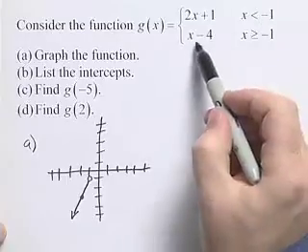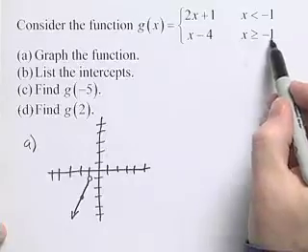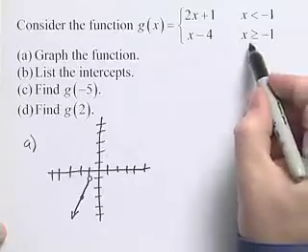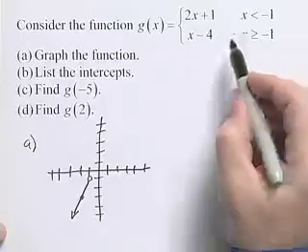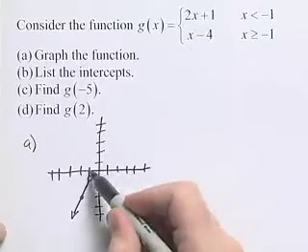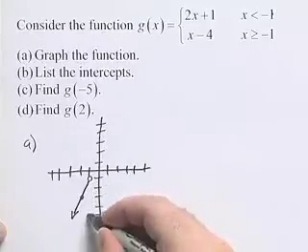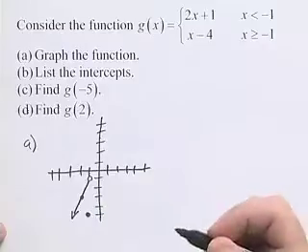We move on to the next piece, x minus 4. We're going to plot that for values of x that are greater than or equal to negative 1. Since we can use negative 1 here, we'll include that. Negative 1 minus 4 is negative 5. So at negative 1, we go down 1, 2, 3, 4, 5. And we are actually using it for this piece, so we use a filled-in circle.